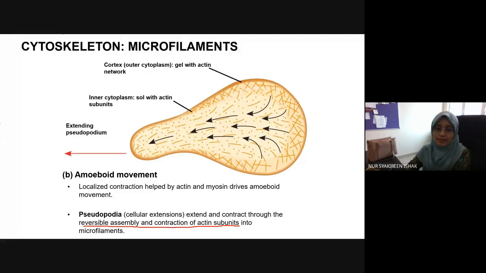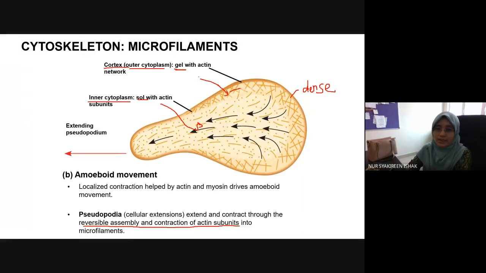If you look at this diagram, so this is a diagram showing you an amoeba. Okay, so inside the amoeba you have two distinct regions. Okay, one region we call it as the gel or the cortex. Okay, the outer cytoplasm, and then you have inside here, which is the inner cytoplasm, which is sol, the more fluid region here. So the gel region here is more dense. Okay, it is more dense.